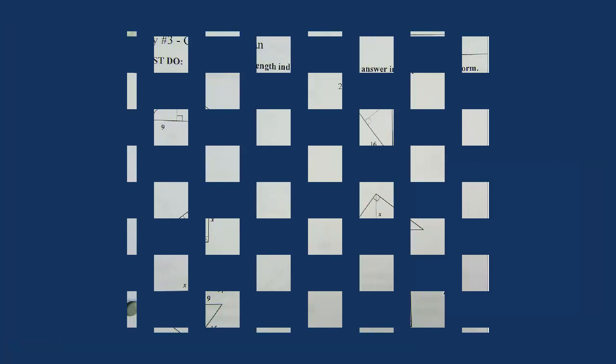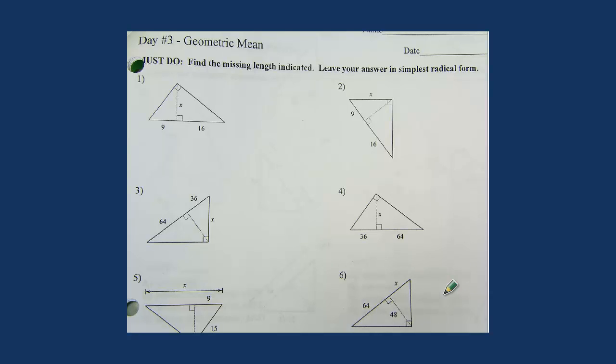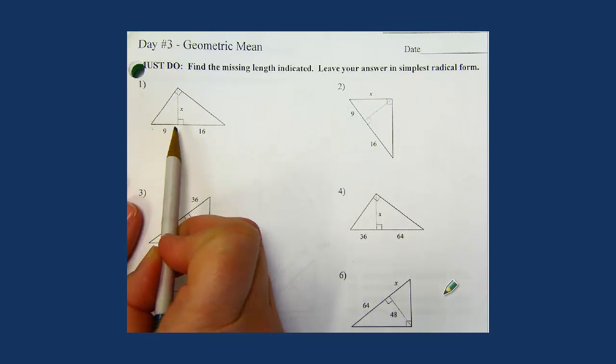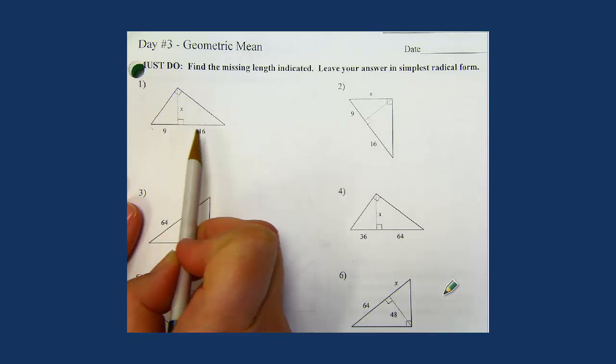Okay, for the problems from your packet, what I'm going to do is start with number 1 and go through a couple of them with you. What I want you to think about when you're looking at a problem where you're going to use the geometric mean is, do you have any information about the altitude? If you have information about the altitude, then you start at one end of the hypotenuse, go to the altitude, up, down, and back over.